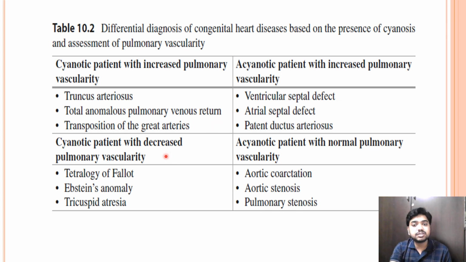Then cyanotic patients with decreased pulmonary blood flow. Even these patients with decreased pulmonary blood flow can launch a cyanotic spell, because with decreased pulmonary blood flow, even a common viral illness or some dehydration may land these children into cyanotic spells. Particularly tetralogy of Fallot, tricuspid atresia, Ebstein's anomaly. And what are the acyanotic patients with normal flow? These are lesions like coarctation of aorta, aortic stenosis, or even pulmonary stenosis.